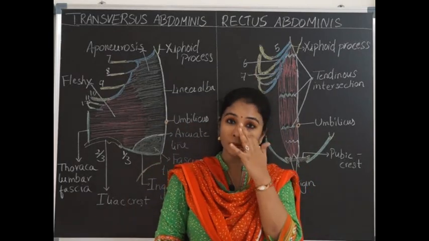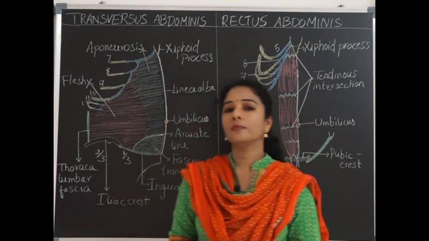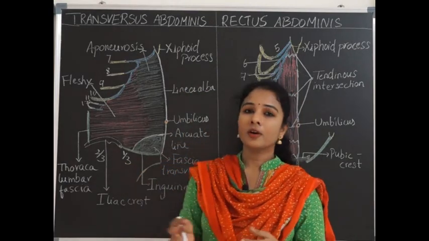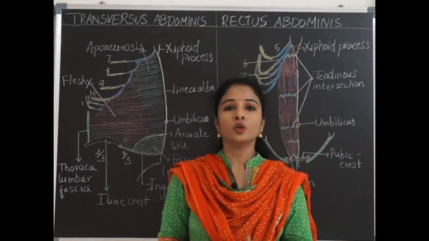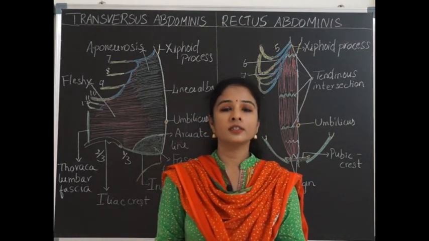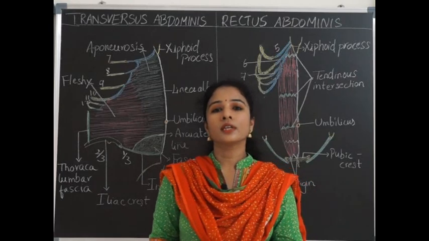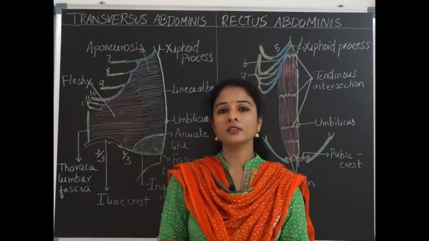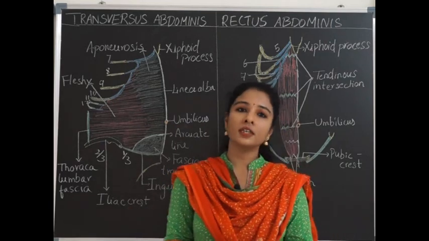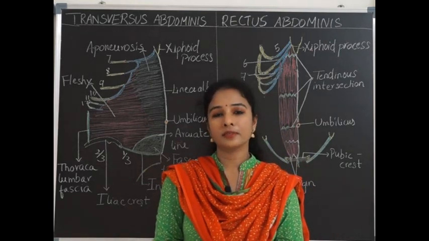And then the action of the muscles. External oblique, internal oblique, all these oblique muscles, anterolateral muscles, they maintain the tone to protect the internal organs in the abdomen. As we know, there are no bones anteriorly in the abdomen to protect the internal organs. So these muscles protect the internal organs by toning up themselves.